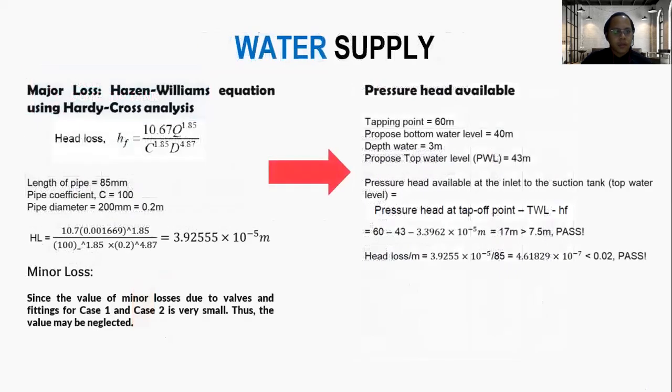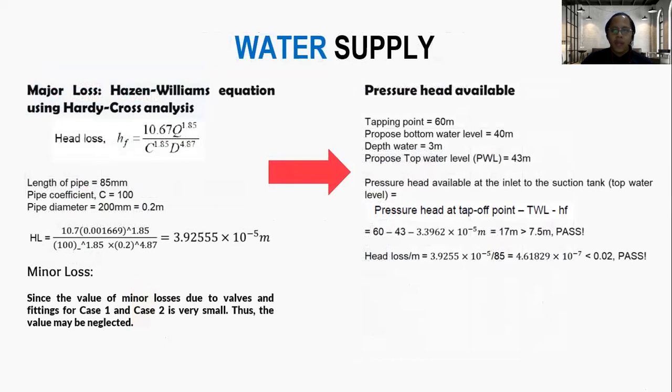After that, we have to consider the major and minor loss. For the major loss, we have to use the Hazen-Williams equation using Hardy Cross analysis. The pipe length we get from the layout plan, the pipe coefficient constant, and the pipe diameter that we propose is 0.2 meter. After using this formula, we get 3.92555 times 10 to the power of -5 meter.